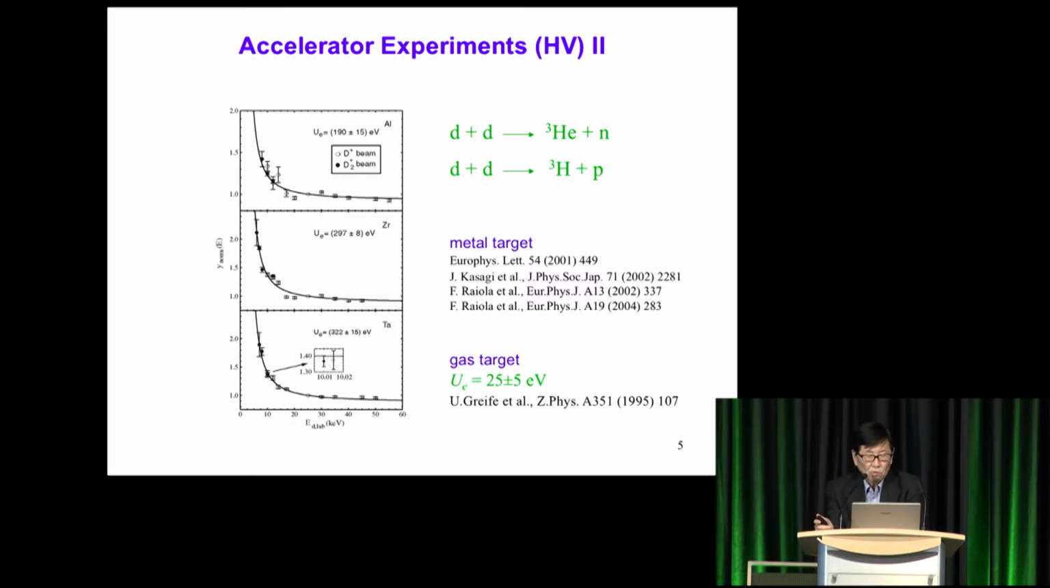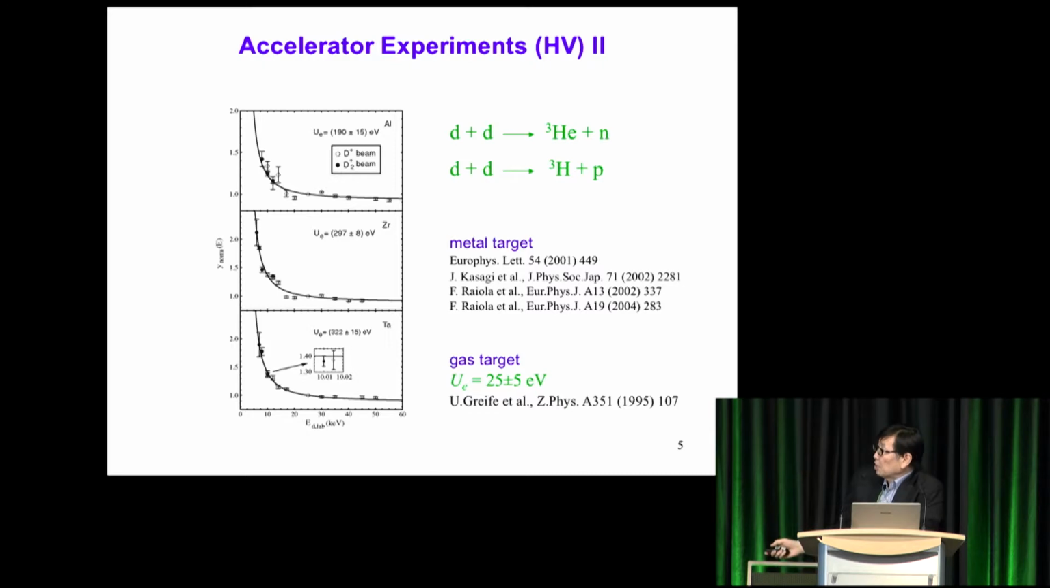Here, we show examples of the experimental enhancement curve, which is the ratio of the experimental thick target yield to the theoretical one. The screening energy determines the exponential-like increase towards lower energies. In the figure, the yield of the D plus D reaction is plotted as a function of deuteron incident energy for aluminum, zirconium, and tantalum. The deduced screening energy depends on the target material.